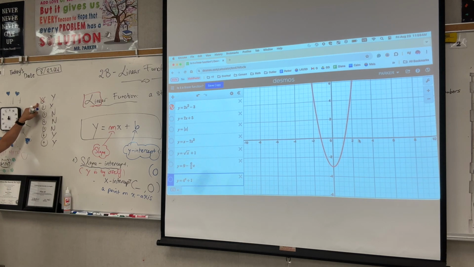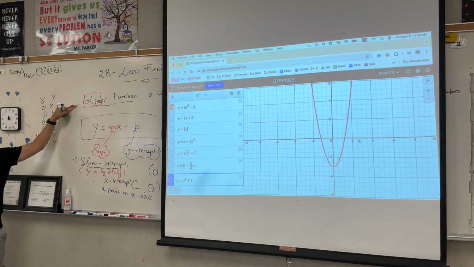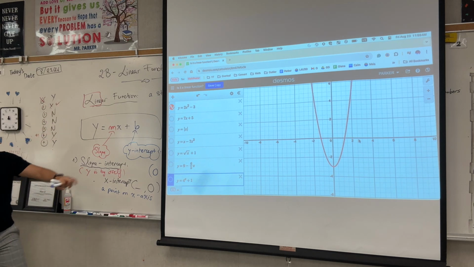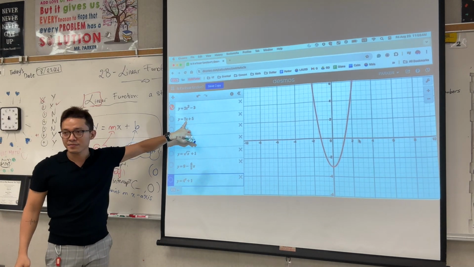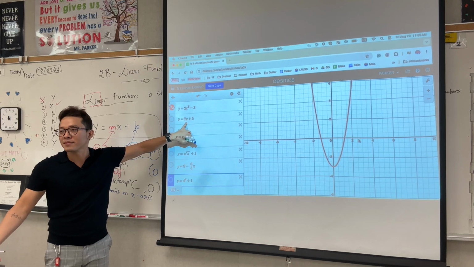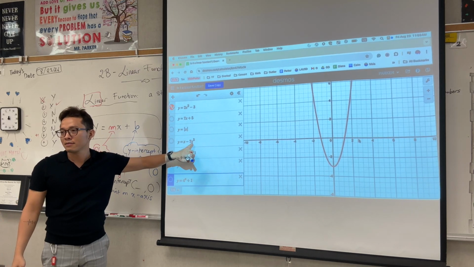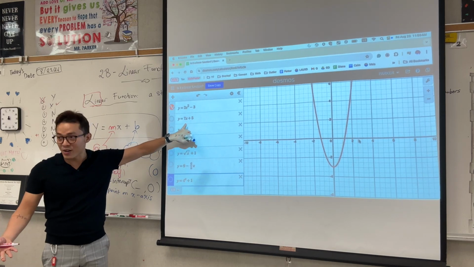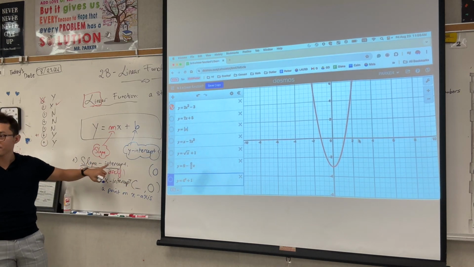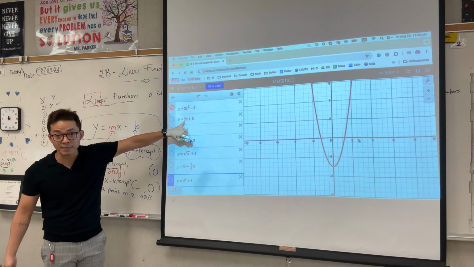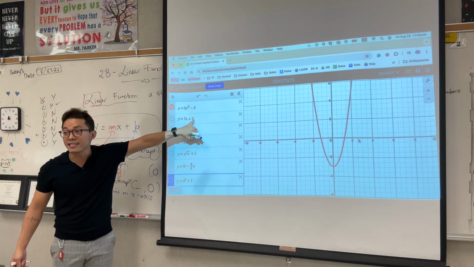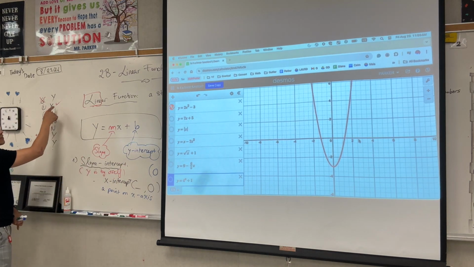Alright, group 2. Group 2 says yes. Is there any group that disagrees? Great. If you raise your hand, you're going to get 1 point off. This is for sure, right? What form is this? What's the name? Y by itself. Because you can tell the slope. The slope is number 7, right? You can also tell the intercept is 5, right? So very good. Group 2 is good.